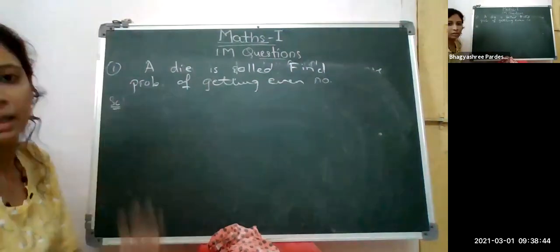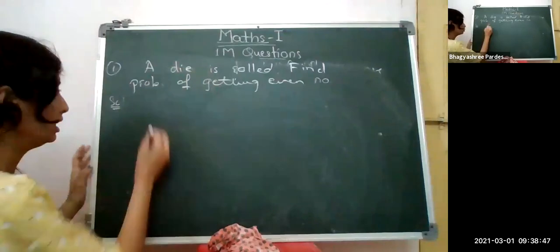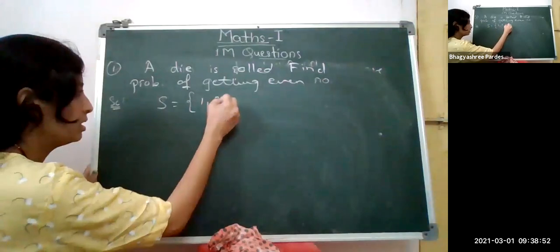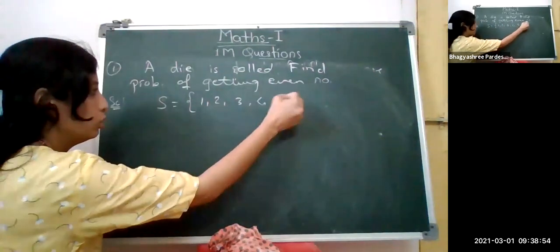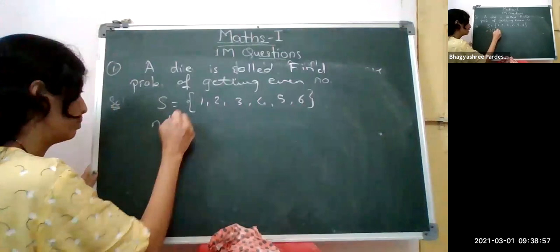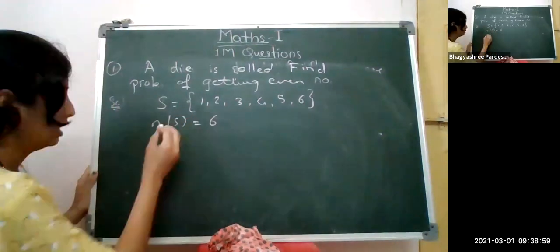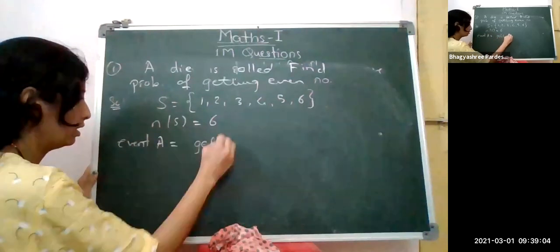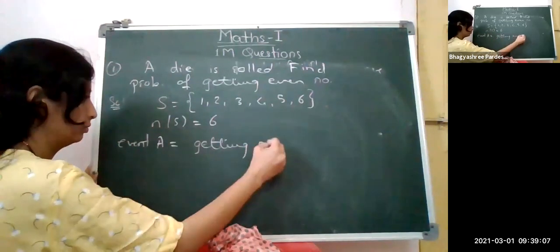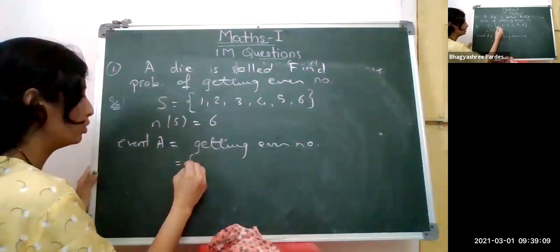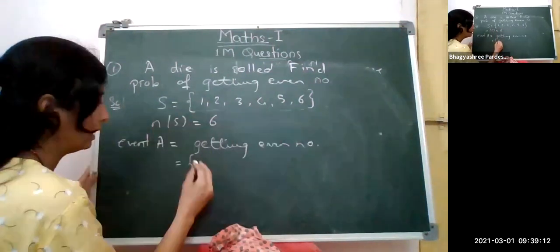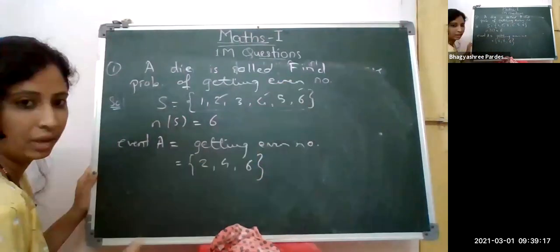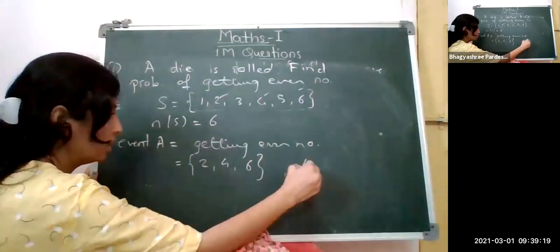ठीक है. क्या die is roll बोला है? Find the probability of getting even numbers. So the first and most important thing, if you have to solve this one, write the sample space. So die is rolled, so this is the sample space. Once we have written the sample space, write the sample points. Then event A, getting even number. So which are the even numbers from this sample space? Write down that 2, 4, 6. There are three even numbers we are having. So n of A is equals to 3.